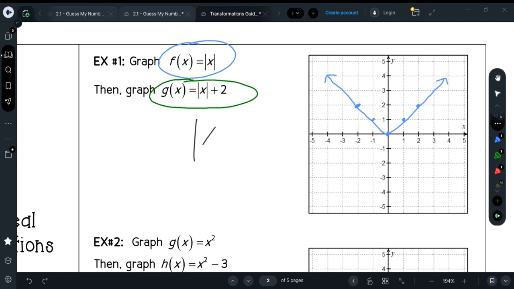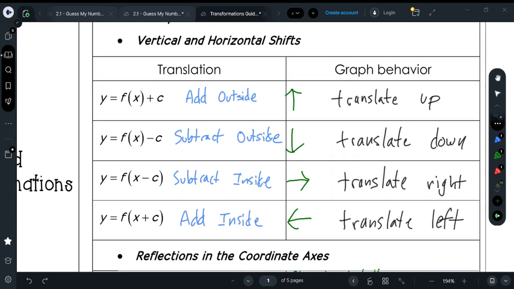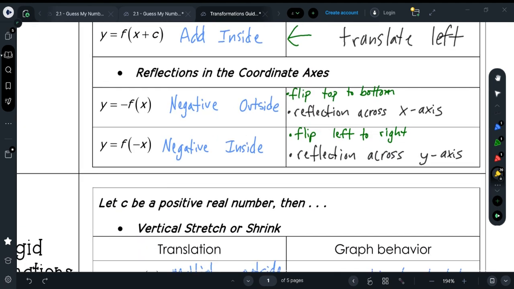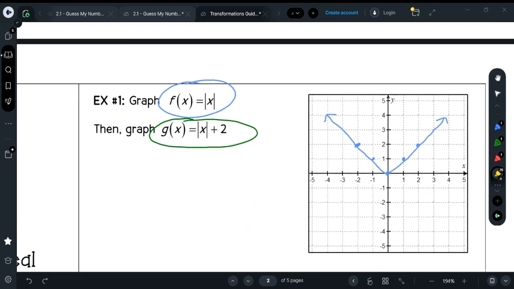We have plus 2 on the outside, and you know what? We can reference back up here. Let's see what happens when we add on the outside. So this is basically what we have. Add on the outside, and look, it's going to move the graph up. Translate the graph up. So that's what we're going to do here. We're going to end up getting the exact same graph, except it's going to be translated up 2 units.